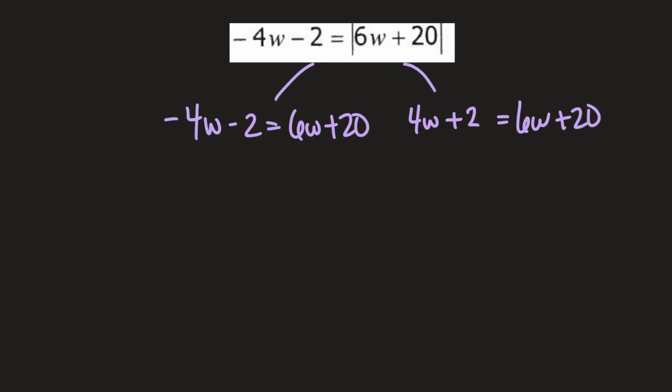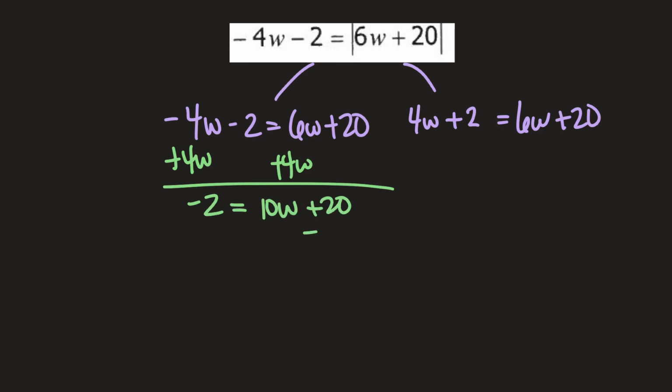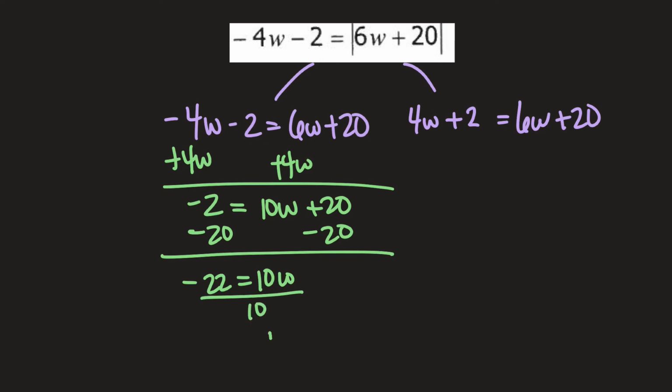So then we solve. Lots of ways you can do this. I'm going to choose to add 4w. So I have negative 2 is equal to 10w plus 20. So I'm going to subtract 20. So I get negative 22 is equal to 10w, divide by 10, and we get w is equal to, both of those are reduced by a factor of 2. So I have negative 11 over 5.